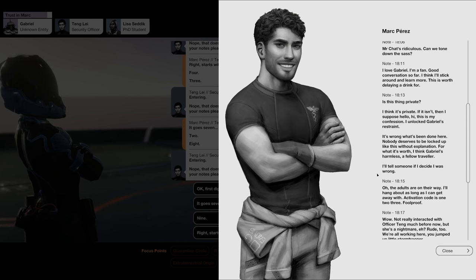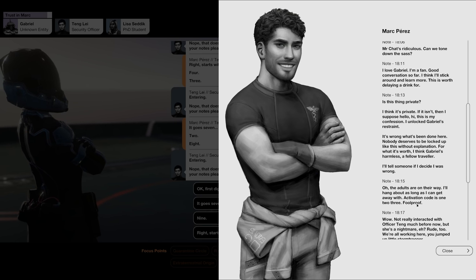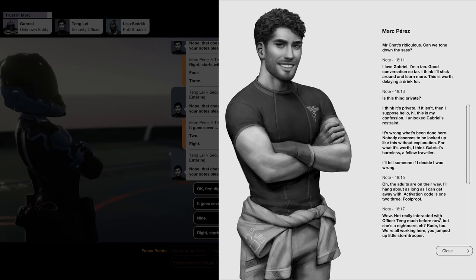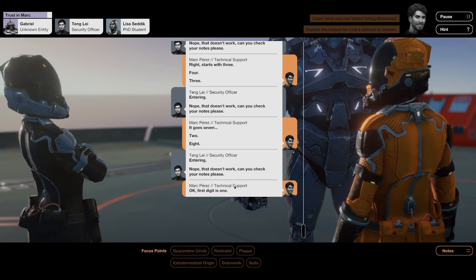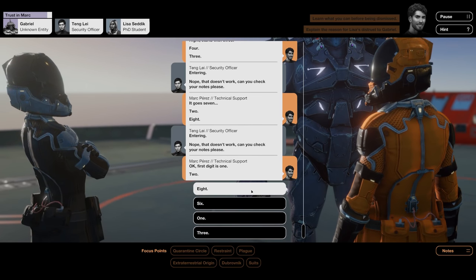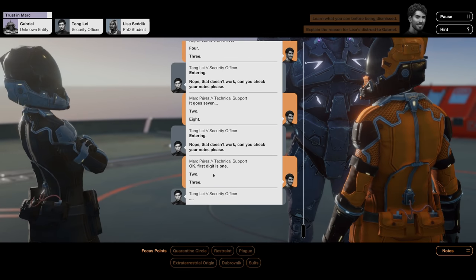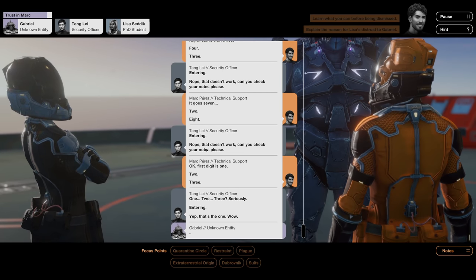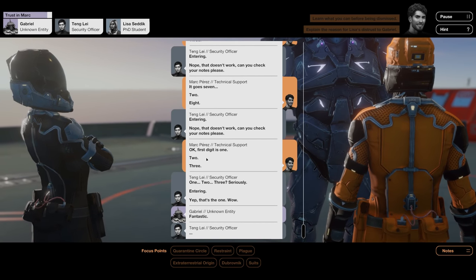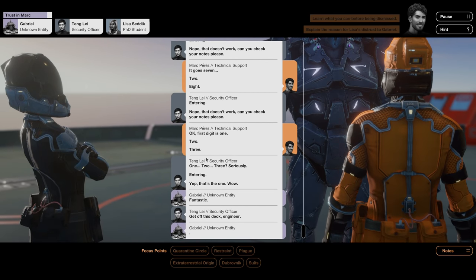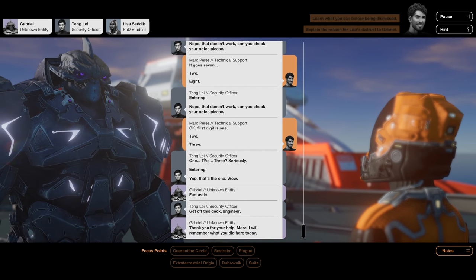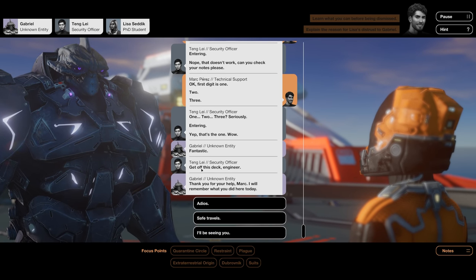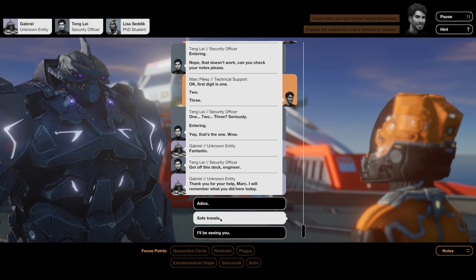Oh, I was looking for actual numbers, not spelled out in text, but it's actually the words. 1, 2, 3. So my eyes just kind of skipped over it. One, two, three. Seriously? Yep, that's the one. Wow. Fantastic. Get off this deck, engineer. Thank you for your help, Mark. I remember what you did here today. Safe travels.